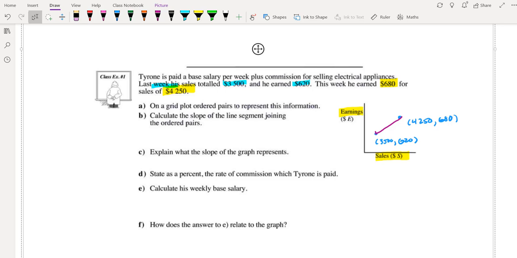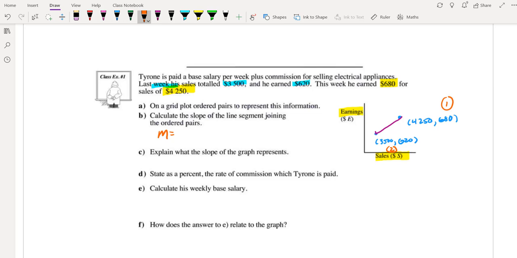So next up, we're going to calculate the slope of this line, right? Let's calculate the slope of this line. We'll call this one our first point, and this one our second point, and calculate our slope. Our slope is our rise over run, our y2 minus y1 over x2 minus x1.